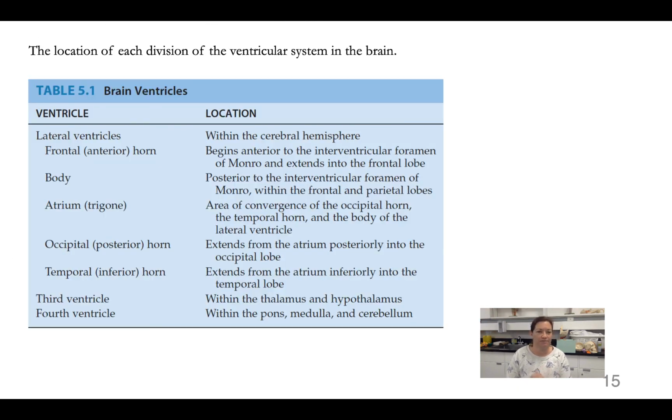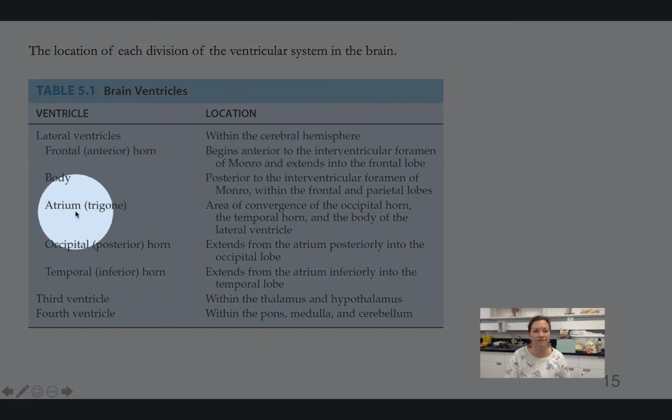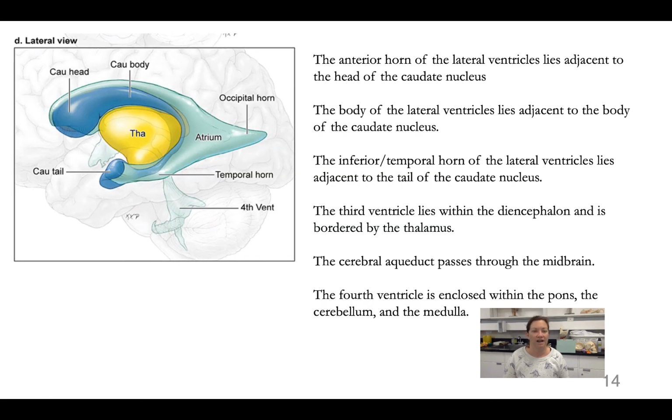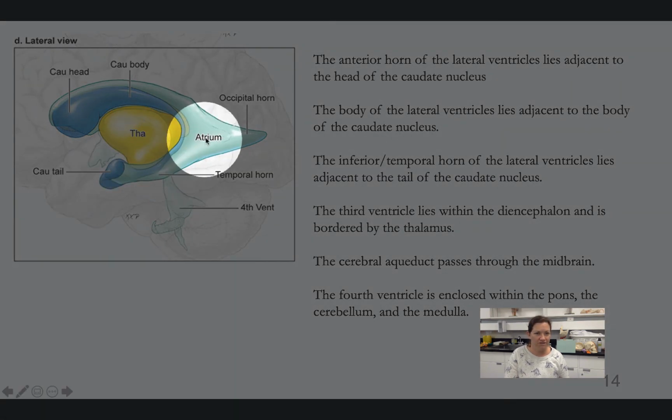And this table, you don't have to memorize it, but you should have it for reference, right? It just gives you some relative landmarks in the brain, and you should be really familiar with all of these terms. A new term maybe for some people is the atrium or the trigone of the lateral ventricles. So this is where all of the parts of the ventricle converge. So it's kind of the between part: between the occipital horn, the inferior horn, and the body of the ventricle lies the atrium.